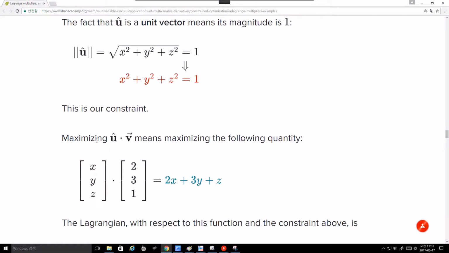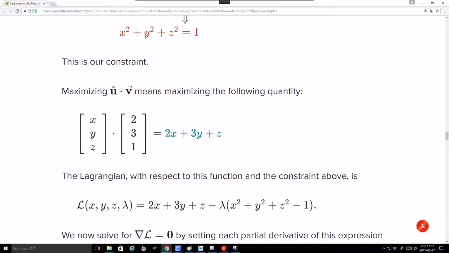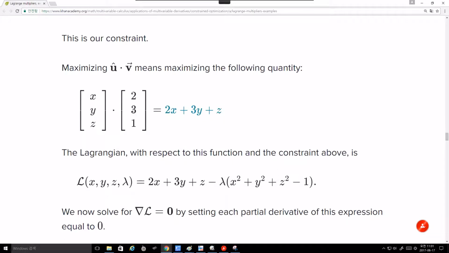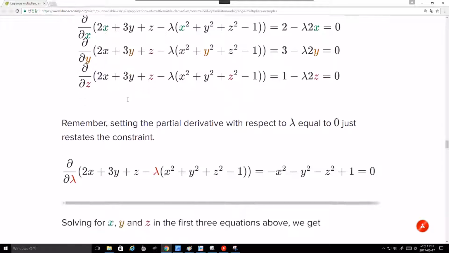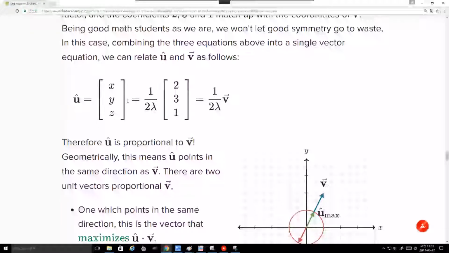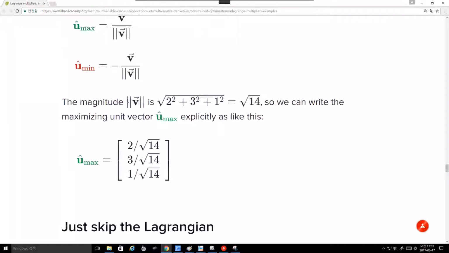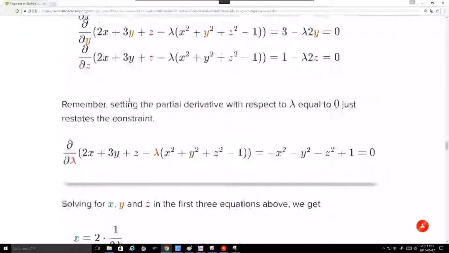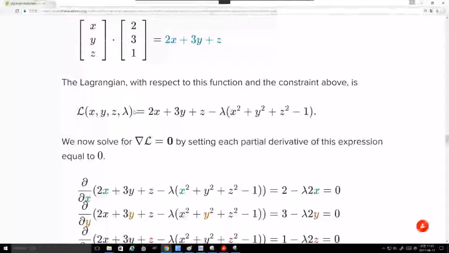Now, maximizing the inner product or dot product of u and v means that we want to maximize the following quantity. This one. So the dot product is this one. Actually, you can solve this better if you regard it as a cosine and sine. We have an explanation over here. Not so much, but let's see. So this is the Lagrangian.